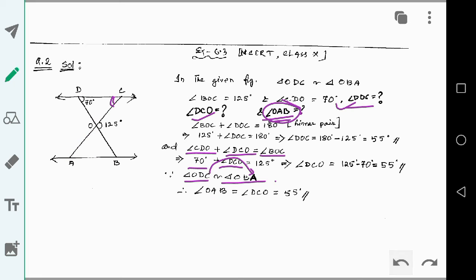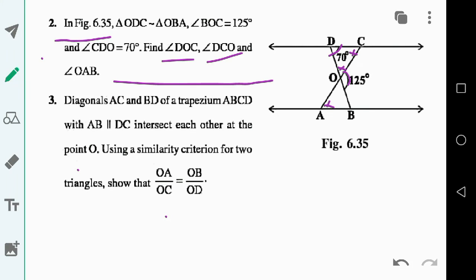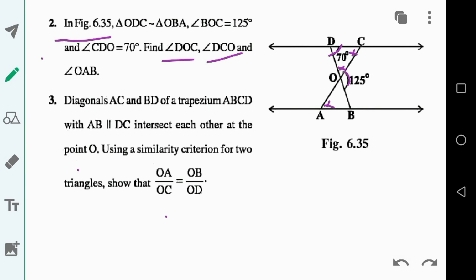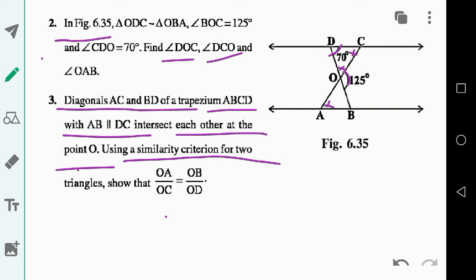That's it. Now let us solve question number 3. In this question, diagonals AC and BD of a trapezium ABCD with AB parallel to CD intersect each other at O. Using similarity criterion for two triangles, show that OA by OC is equal to OB by OD.